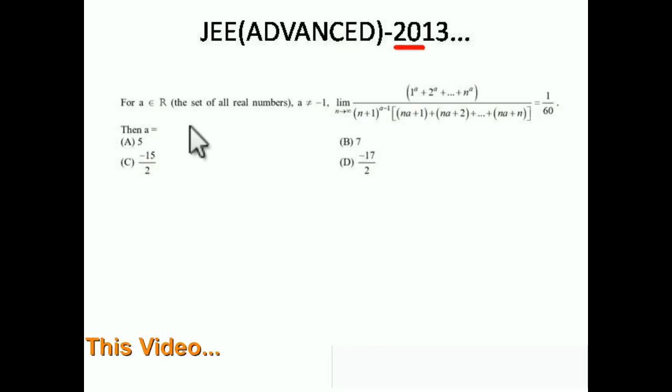Now what they say: for a belongs to R, the set of all real numbers, a not equal to minus 1, limit n tends to infinity, (1 raised to a plus 2 raised to a plus up to n raised to a) upon (n plus 1) raised to (a minus 1) into ((na plus 1)(na plus 2) plus up to (na plus n)) is equal to 1 by 60. Then a is equal to what?